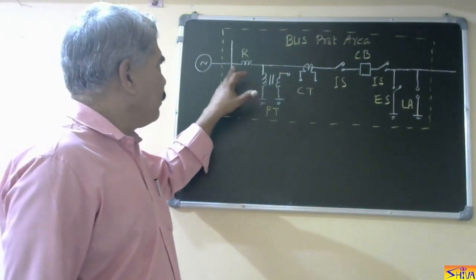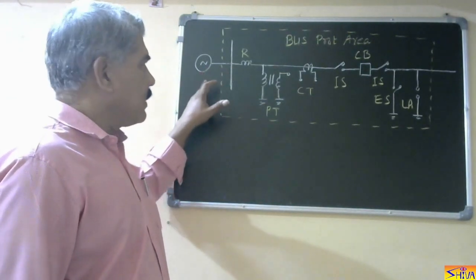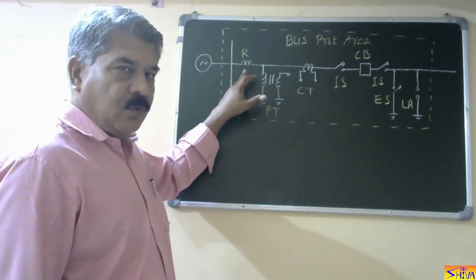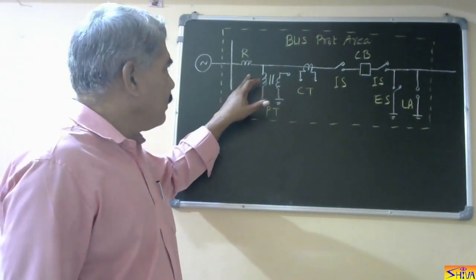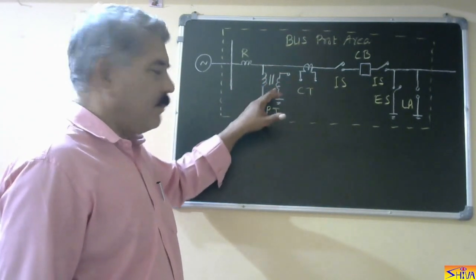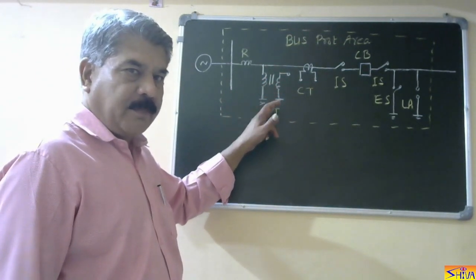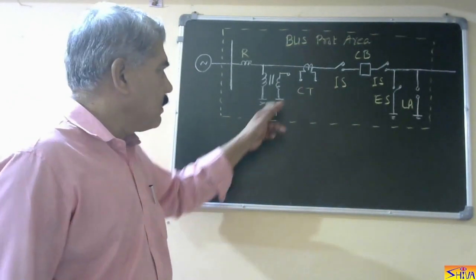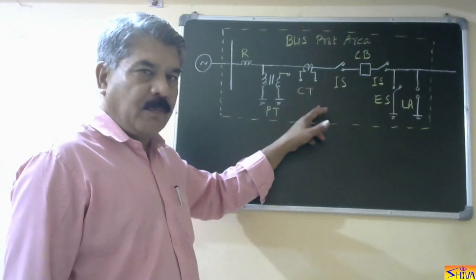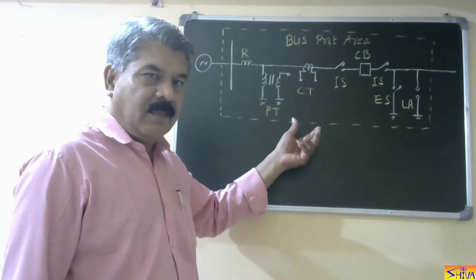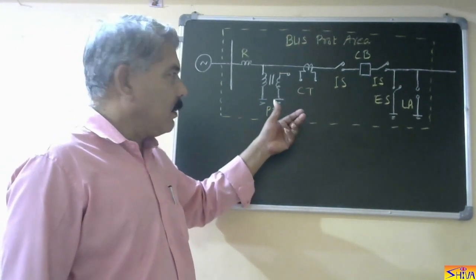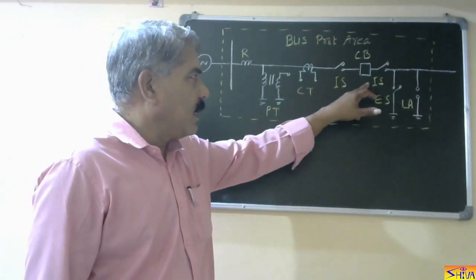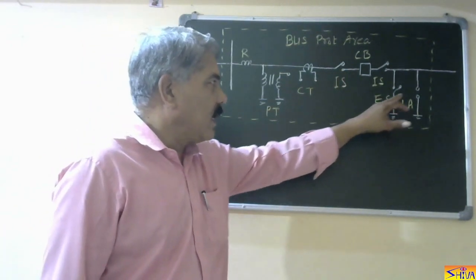So here, first, the generator, then the bus bar, then the current limiting reactor, which is used to limit the short circuit current. Then this is a PT, used for protection purpose. There may be another PT used for metering purpose. Then a CT used for protection purpose. There can be another CT used for metering purpose. Then this is the isolator, circuit breaker, again an isolator, then the earthing switch and lightning arrestor.